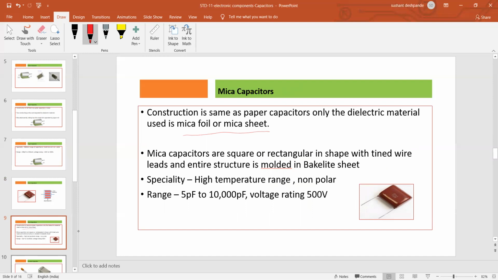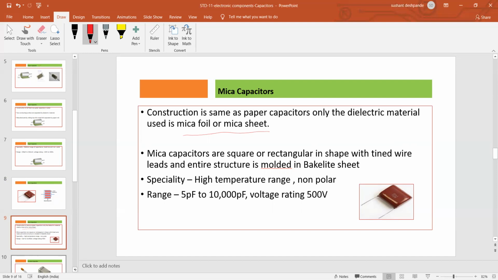The mica capacitors are square or rectangular in shape with tinned wire leads, and the entire structure is molded in a bakelite sheet. It looks like this, the mica capacitor. The specialty is high temperature range, and it is non-polar. The range is 5 picofarad to 10,000 picofarad, and the voltage rating is 500 volt.